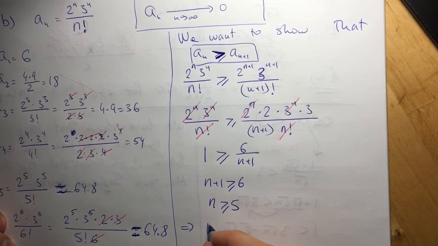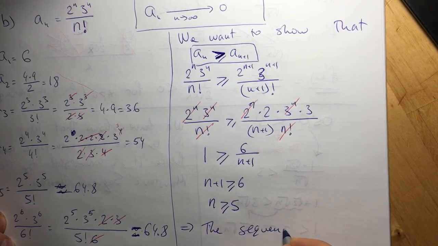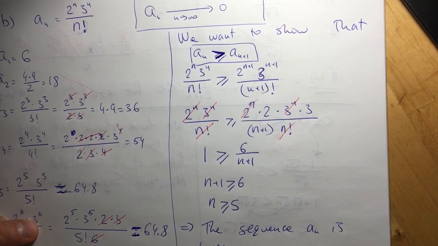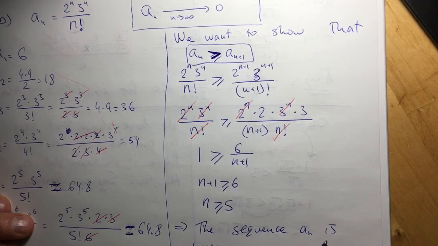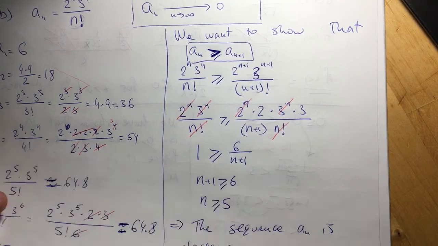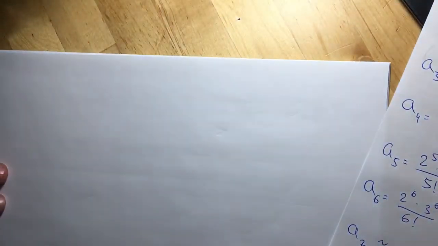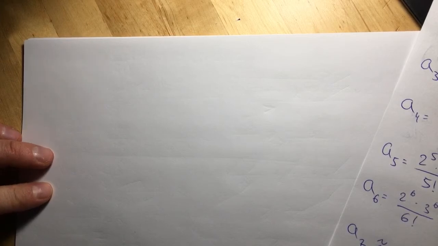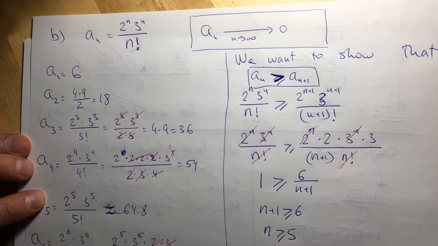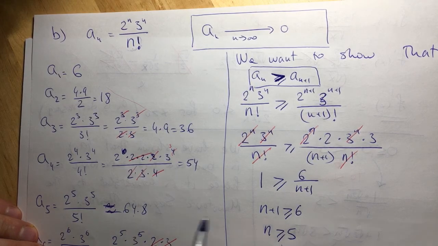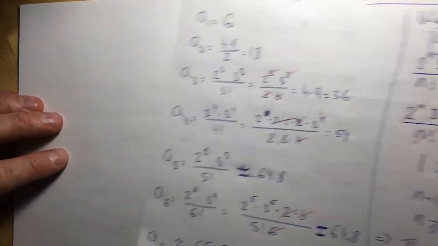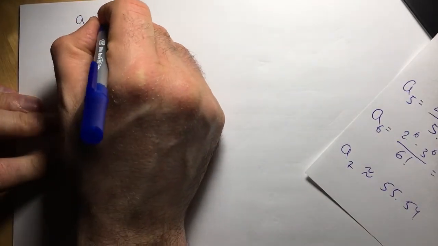So we have shown that an, the sequence, is decreasing for every n greater than 5, and a5 is 64.8, right? One upper bound is going to be 65.